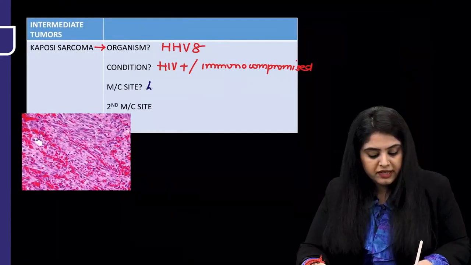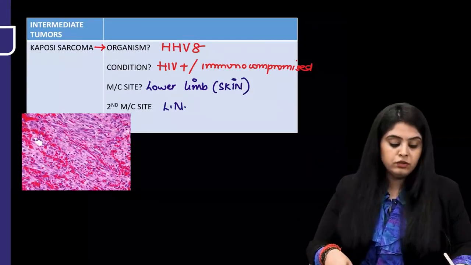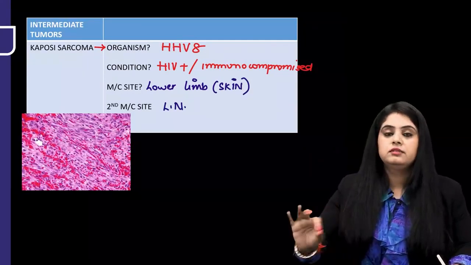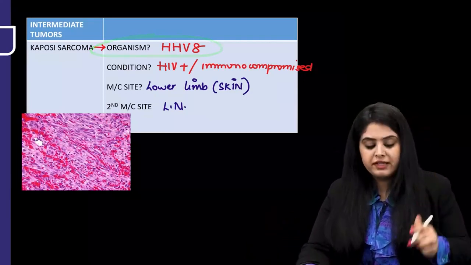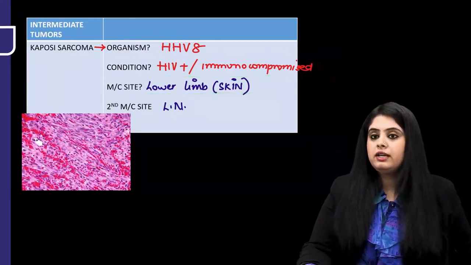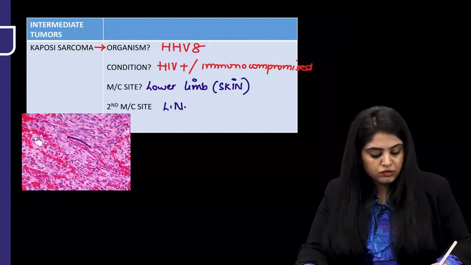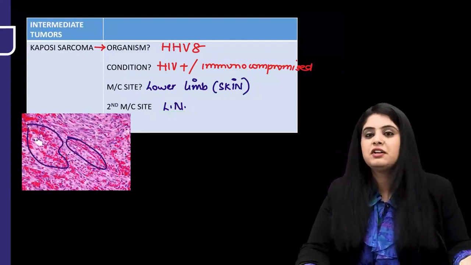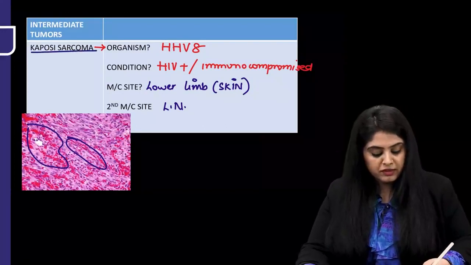What is the most common site? The skin of the lower limb. The skin of the lower limb is the most common site, and the second most common site is going to be the lymph node. So these are 4 one-liners which are like tick, tick, tick. You know it. The most common organism, human herpes virus 8, usually seen in an immunocompromised patient. Lower limb is the most common site, and lymph node is the second most common site. You're going to see lots and lots of blood vessels. It is a blood vessel tumor, so there will be blood vessels. Of course, that is what you have for Kaposi sarcoma.